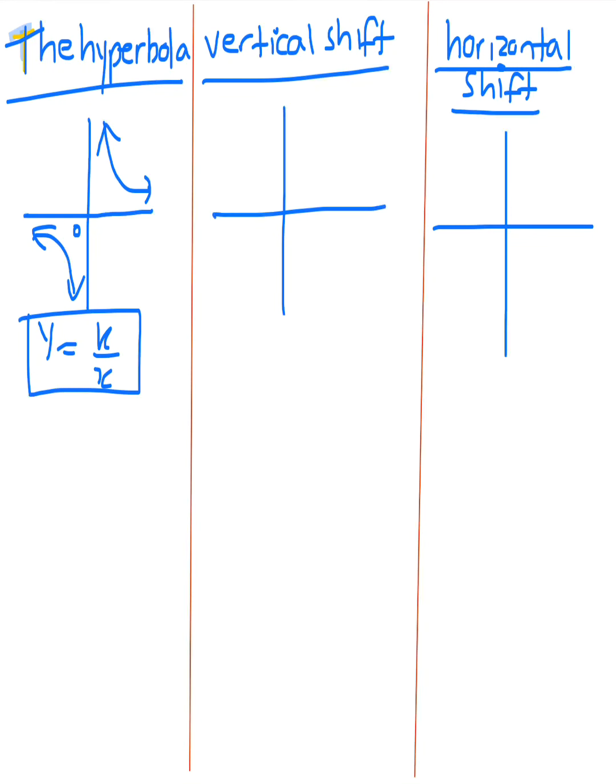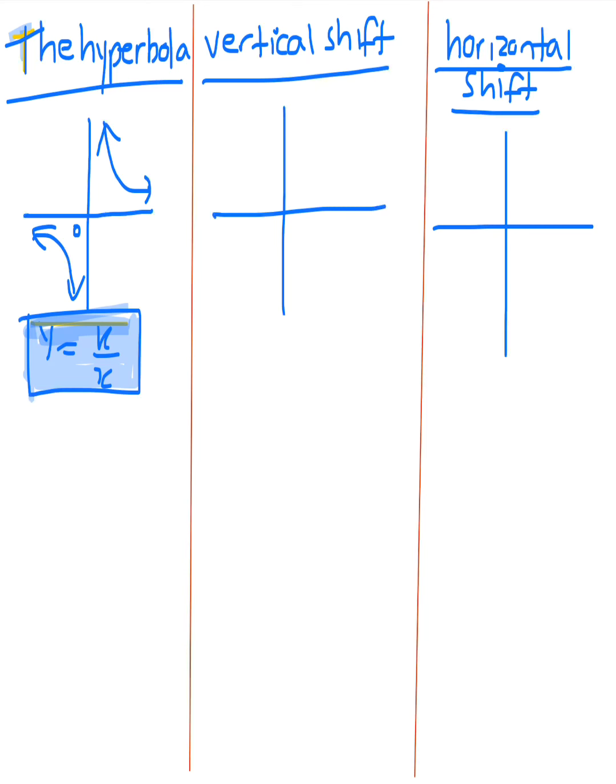Okay, I just want to talk about shifting. Now, this is your basic shape of your hyperbola and your basic equation. So there's your basic equation, y equals k over x. The k is just the number on top, and the number on top will just affect the slope. We'll talk about that soon.